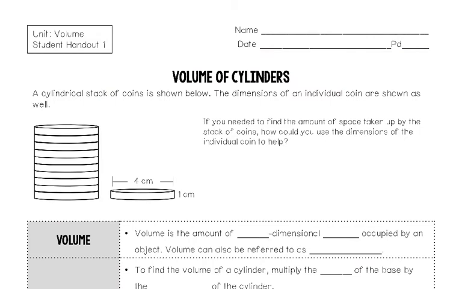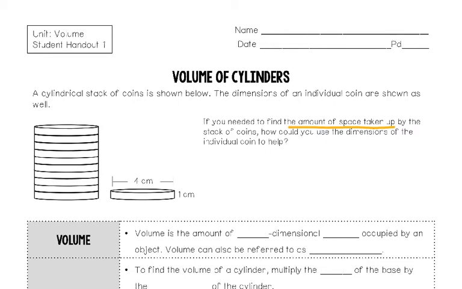So using what you know about area of 2D shapes like circles, let's look at this first question. It says a cylindrical stack, that means it's the shape of a cylinder, of coins is shown below. The dimensions of an individual coin are shown as well. If you needed to find the amount of space taken up by the stack of coins, how could you use the dimensions of the individual coin to help? So let's look at a few things here. When you think of the amount of space taken up, what word comes to mind? It should be area or volume.